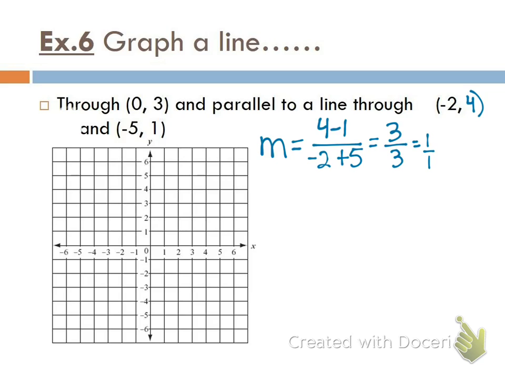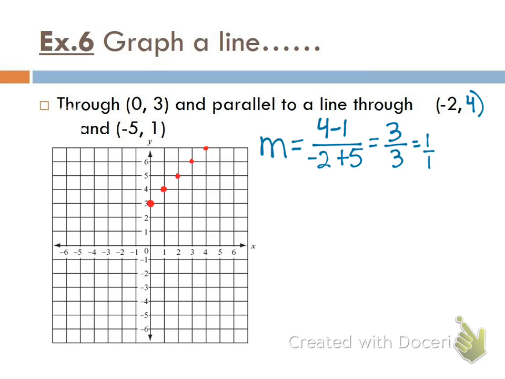On the y-axis, up 3. Okay, and if we want to use a slope of 1 over 1, I can make more points on this line by using that as rise over run. So from my point here, where am I going to go? Up 1 and over which way? Right. To the right. So up and to the right, up and to the right, up and to the right. We can make lots of points.